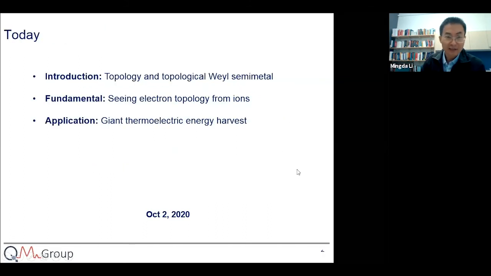singularities. So the structure for today's presentation, I'll first give a crash course on the introduction on topology and their link to this type of materials, and give two examples from our recent research. One is more fundamental, how we can visualize the topology of electrons from the ionic degree of freedom. And the other, how we can use this singularity as a source to harvest energy.